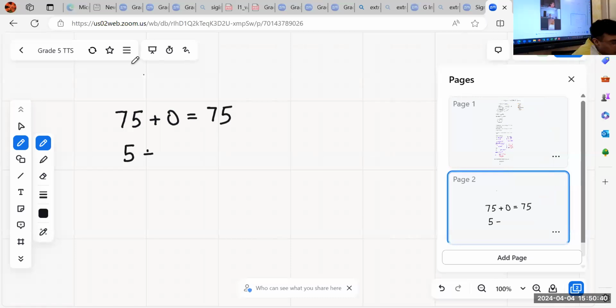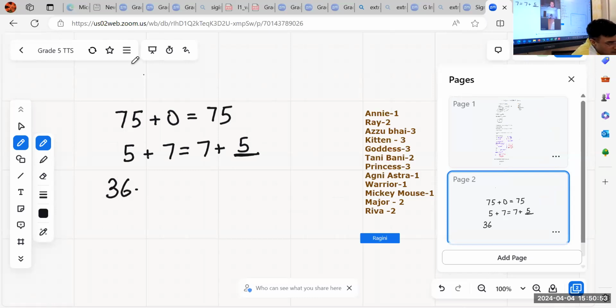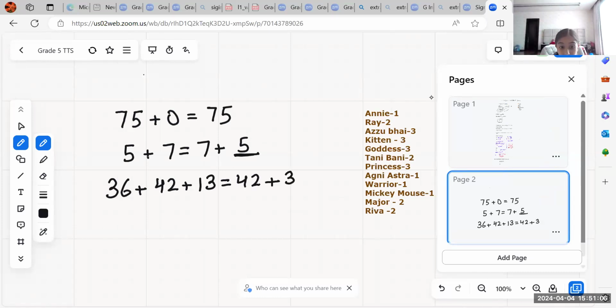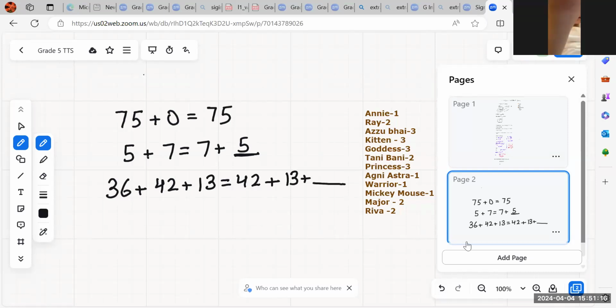What is 5 plus 7? It is the same as 7 plus 5. What is 36 plus 42 plus 13? It is equal to 42 plus 13 plus 36.